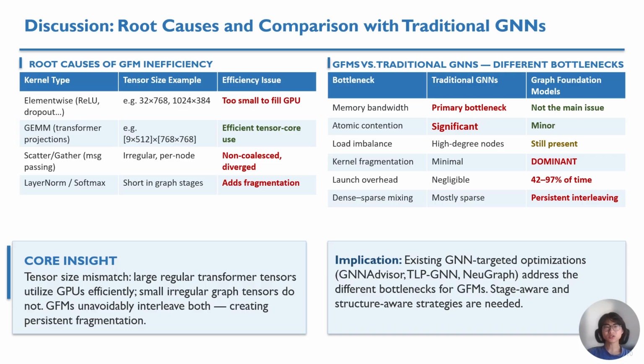The implication is important. Existing GNN-targeted optimizations like GNNAdvisor, TC-GNN, and Neural GNN address a different bottleneck than GFMs have. The state-aware and structure-aware strategies are what is actually needed.